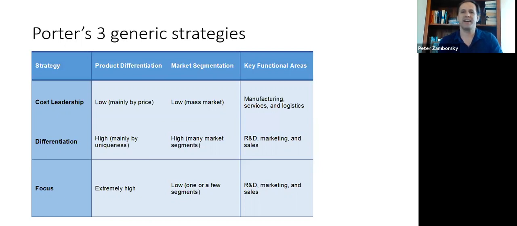And often they excel in functional areas such as manufacturing or logistics. Now there's other strategies, differentiation and focus, that are based on either product or market segmentation.